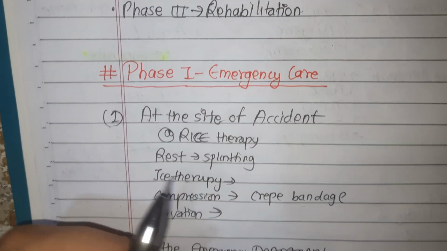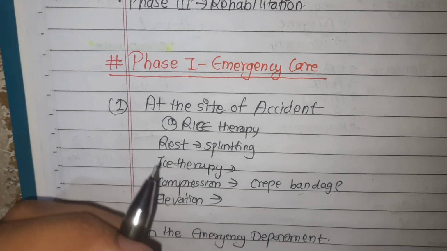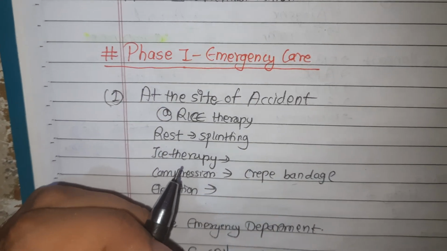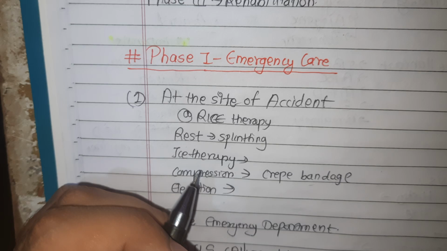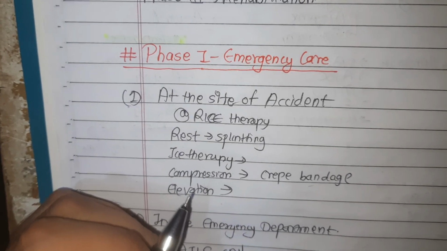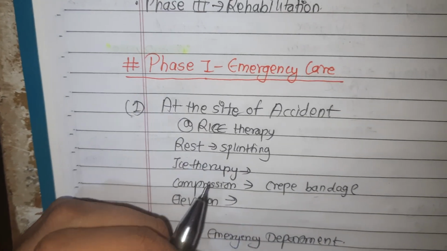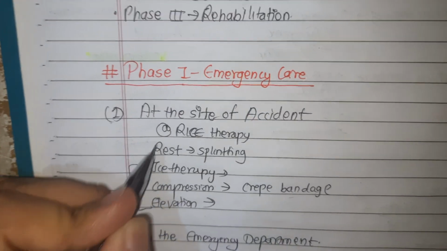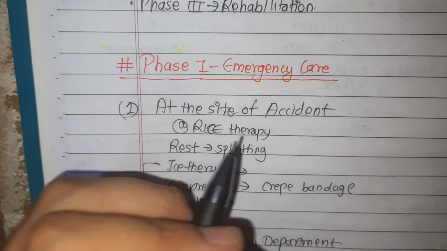which means R is rest to the part by splinting, I is ice therapy to reduce the occurrence of swelling, C is compression to reduce swelling, and E is elevation to reduce swelling. The ice, compression and elevation are done for reducing the swelling, and the rest is done by splinting.